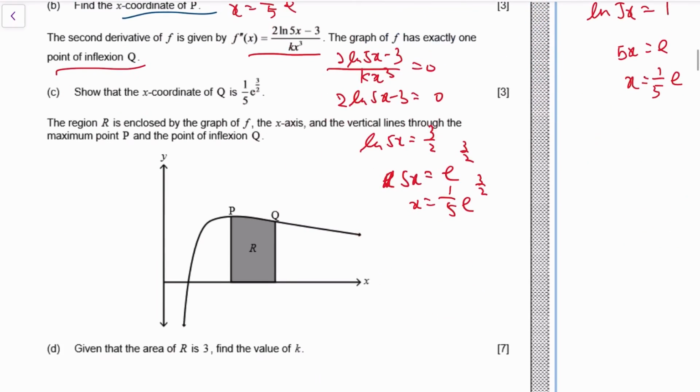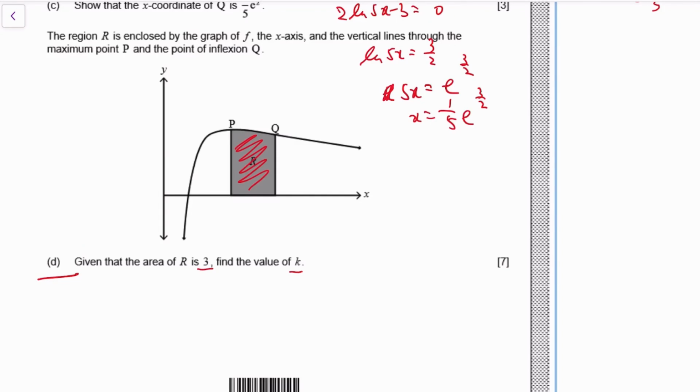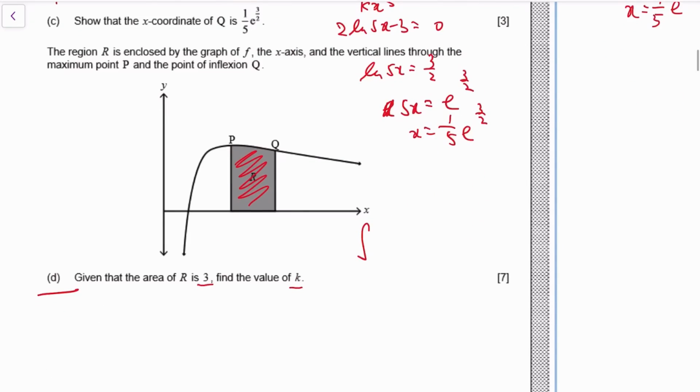The only thing that is slightly difficult is part D. You're supposed to find the area. I mean, they give you the area. You're supposed to use that to find k. But for HL people, it's probably easy. You integrate from P to Q. P was 1/5 e, to Q, 1/5 e to the power of 3 over 2.